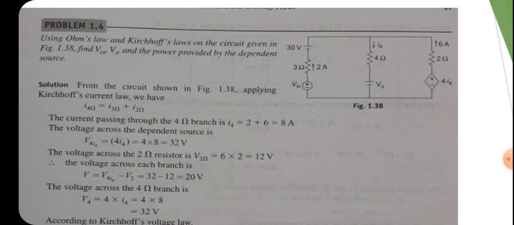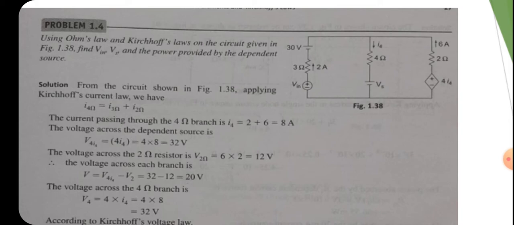You know that the current passing through the 4 ohm branch is I4. So you can simply substitute: current through 3 ohm is 2 ampere, so substitute for I3 ohm as 2. And current through the 2 ohm branch is 6 ampere, so substitute for that value 6. Therefore we will get I4 equal to 2 plus 6, that is equal to 8 ampere. So we got one quantity, that is the current through the middle branch, equal to 8 ampere.